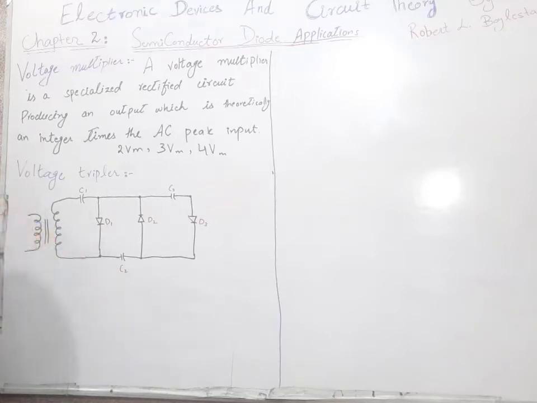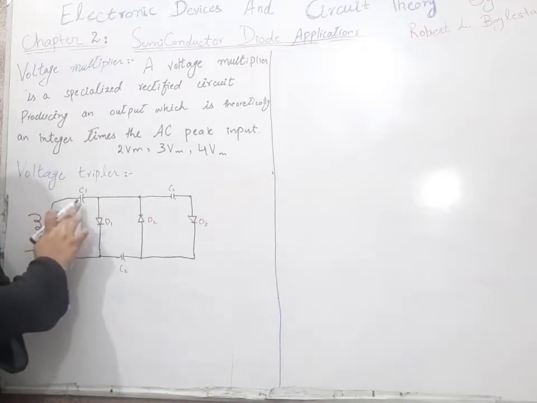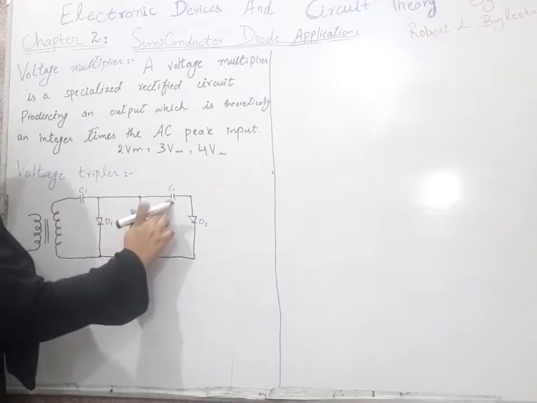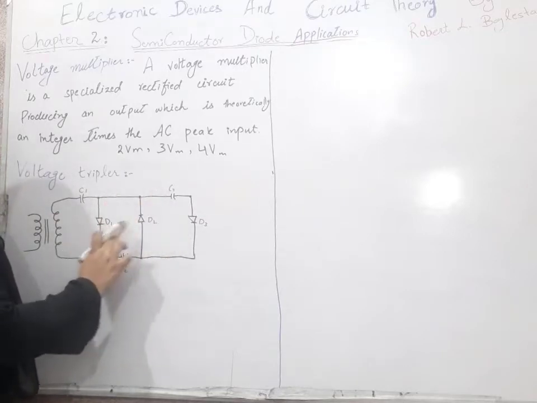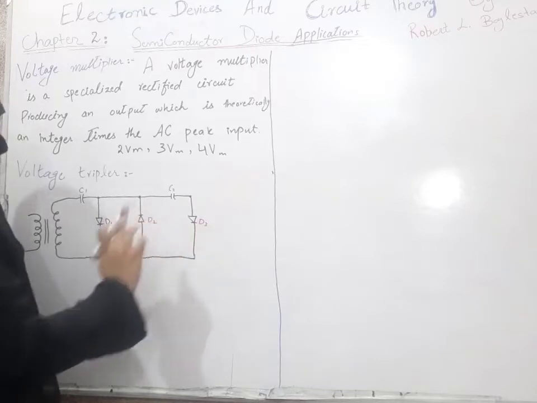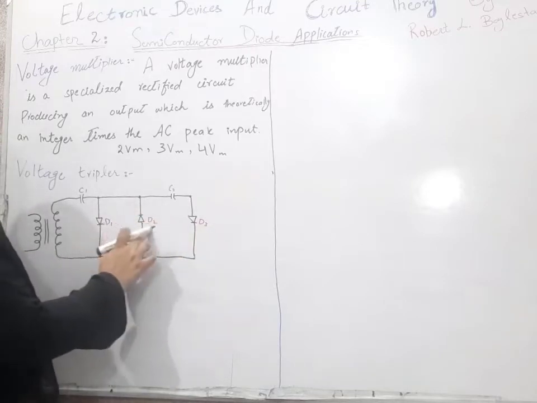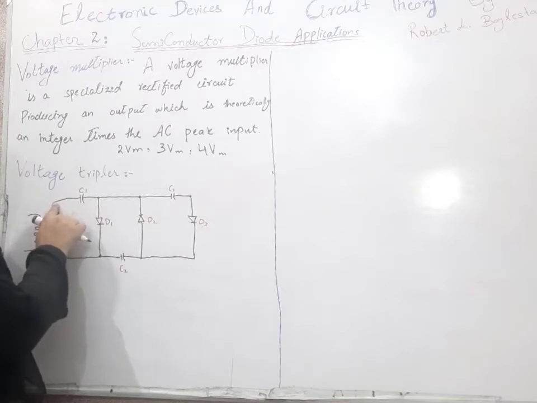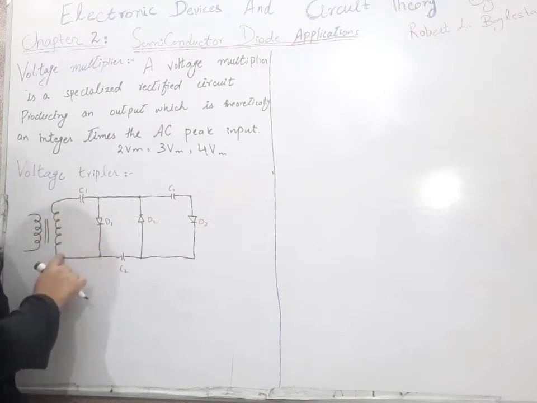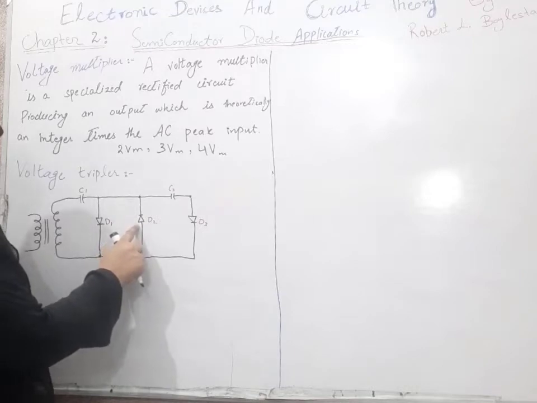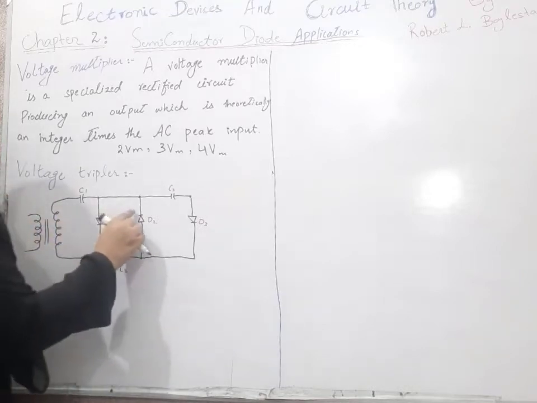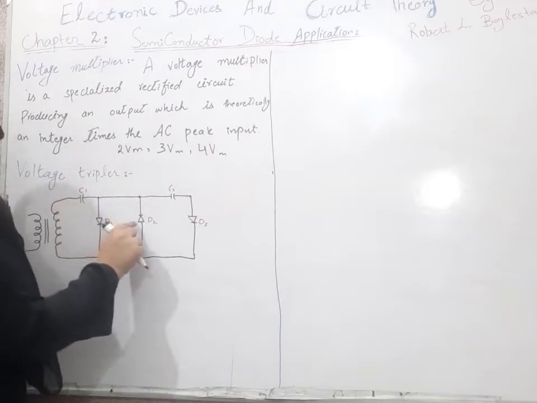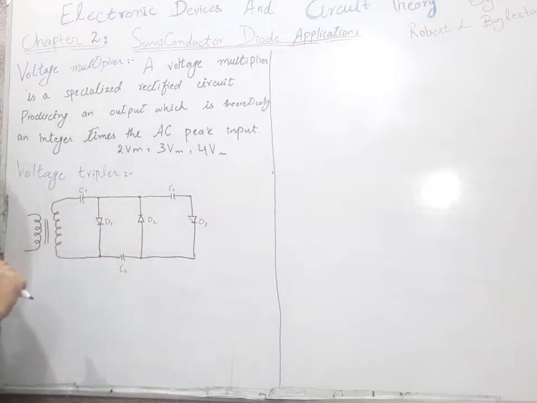For the voltage tripler circuit, I have drawn the circuit here. This is our transformer to supply the AC input. This is our capacitor C1, capacitor C2 and capacitor C3. This is our diode D1, diode D2 and diode D3. How these diodes are connected is important. These two diodes are connected with the P type at the upper terminal and the N type at the lower terminal. But diode D2 is connected in such a way that its N type is connected to the upper terminal and the P type is connected to the lower terminal.